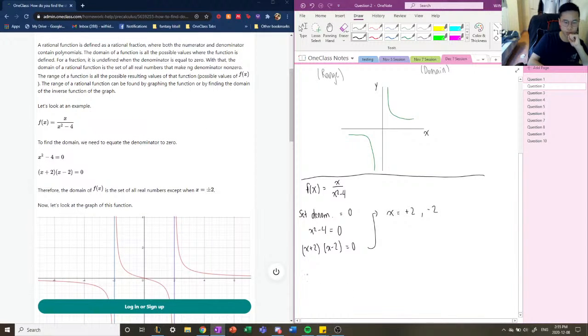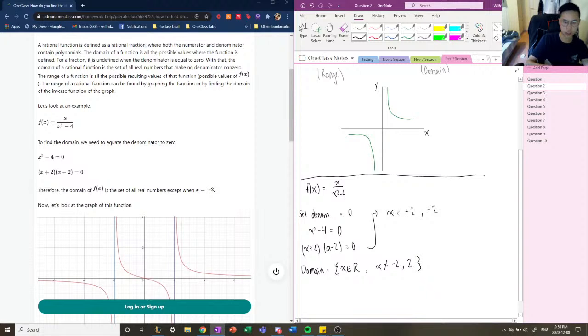So our domain is going to be x belonging to all real numbers except for x cannot equal -2 or +2. Okay, so that's going to be our domain. So we realize the fact that the rational function here, this is not the graph of this particular function, it exists on all real numbers except for when the denominator equals 0.